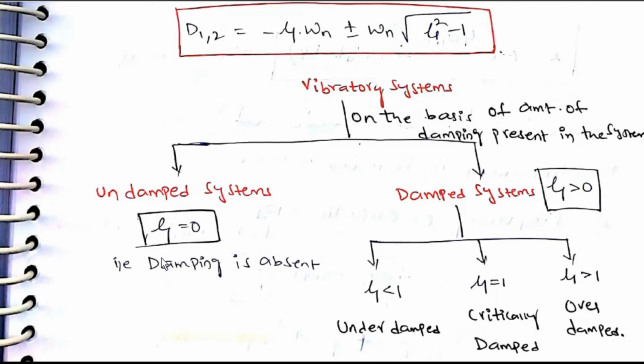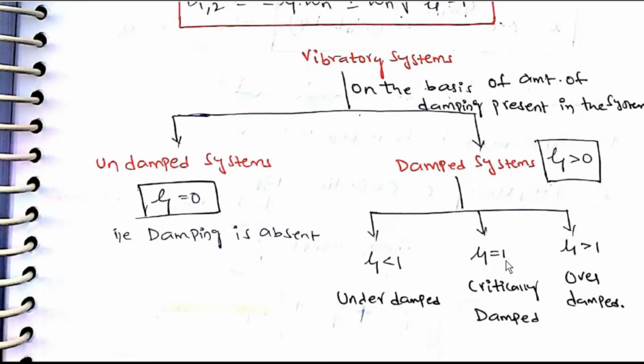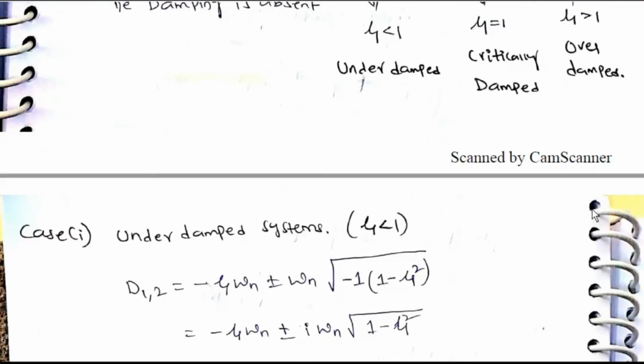Vibratory system on basis of amount of damping present in the system. Undamped system, epsilon is equal to 0, that is damping is absent. In case of damped system, epsilon greater than 0: epsilon less than 1, underdamped; epsilon equal to 1, critically damped; epsilon greater than 1, overdamped.